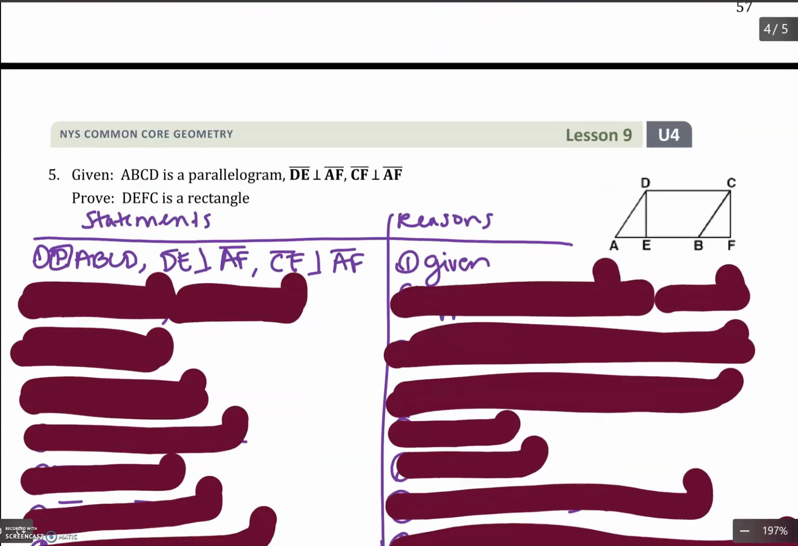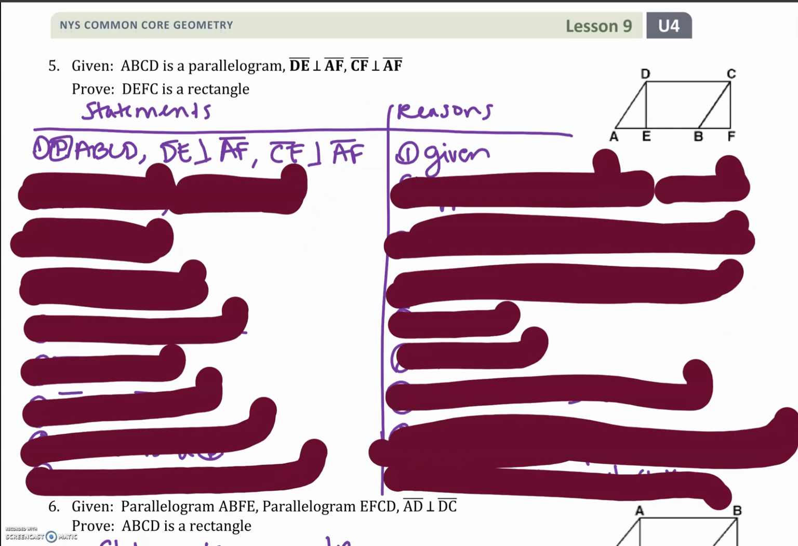Skipping number 4 because it's intense. Number 5. ABCD, that would be this one, is a parallelogram. We want to show DEFC is a rectangle. Okay, they don't have anything to do with each other. So looking at what we do have, I'm seeing that we have a couple of triangles here.